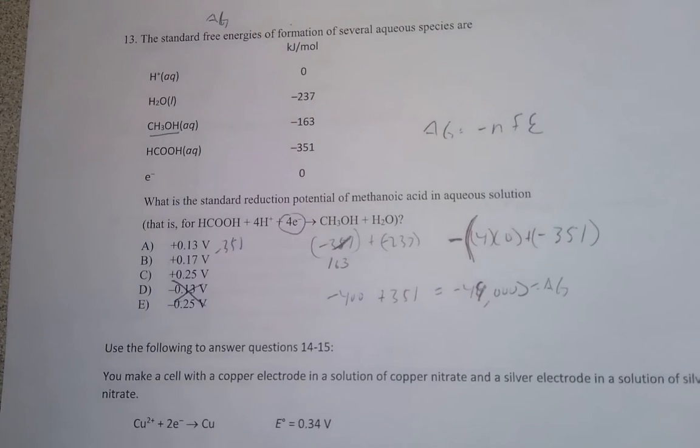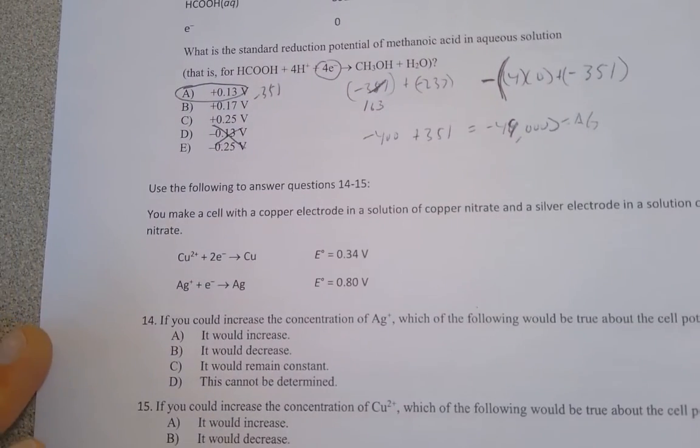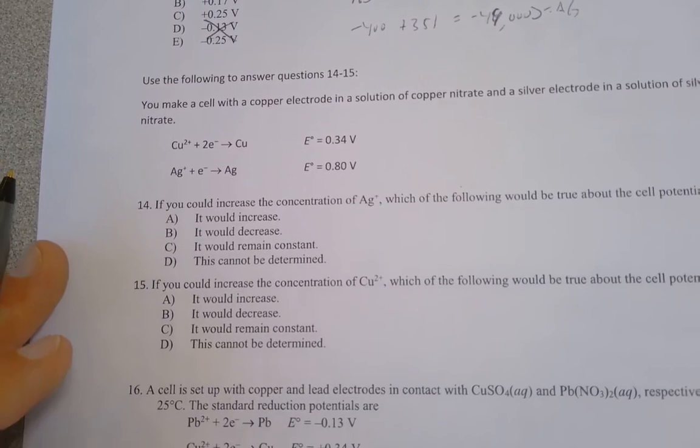Well, they went ahead and showed me the number of electrons, so that's nice. So 49,000 divided by 4 divided by 96,500 is going to give me 0.126, so 0.13 for that one, right? So A is the answer on that one. Just work in the opposite direction on that.